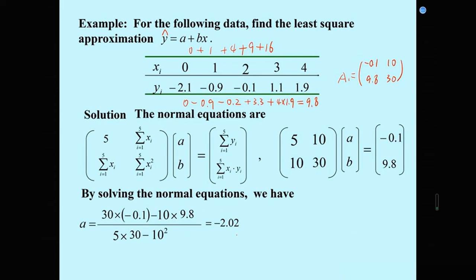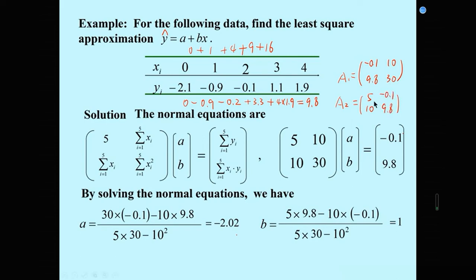Now, let's come to B. For B, also, it is a ratio, right? Okay, what is the numerator? What is A2? Right? A2 is replacing the second column by the right column. So it is 5, 10, minus 0.1, and 9.8. It's okay? So, the determinant: 5 multiplied by 9.8 minus 10 multiplied by minus 0.1. It's okay? Like this. The denominator is the same as for A, right? So, you can check the ratio is just 1. Okay, we solve the normal equations to obtain A and B.